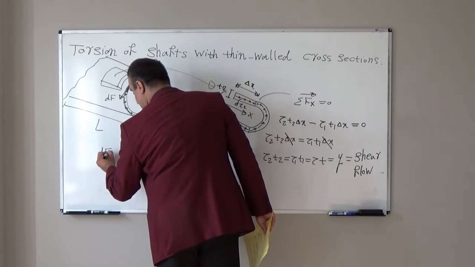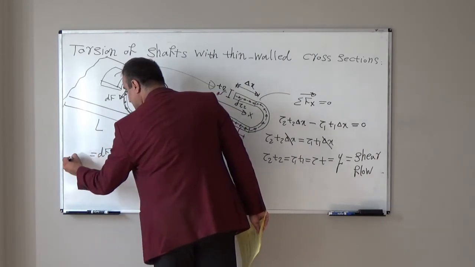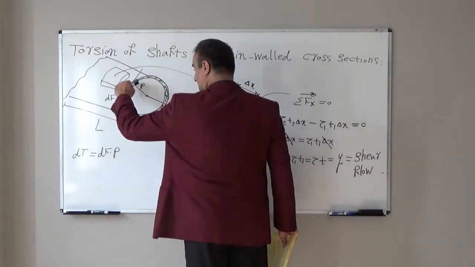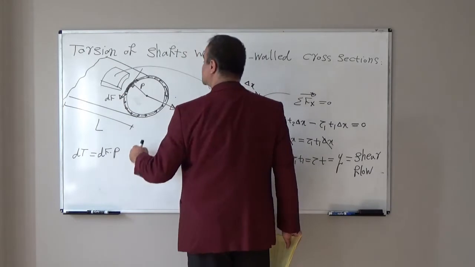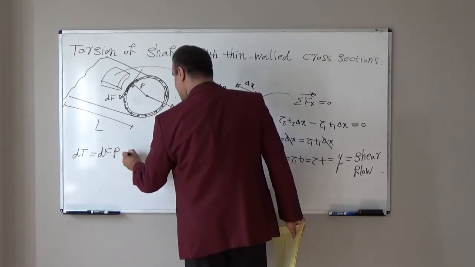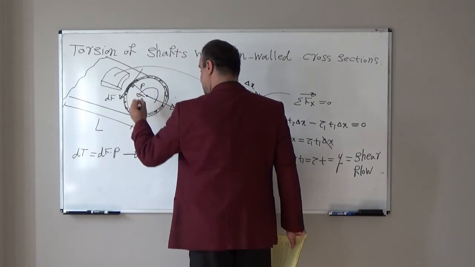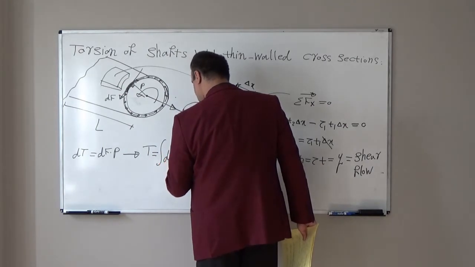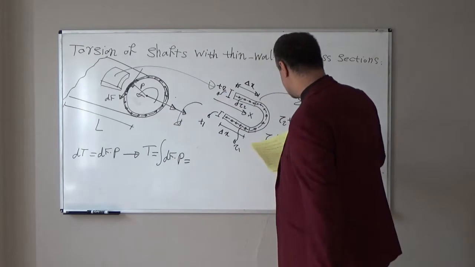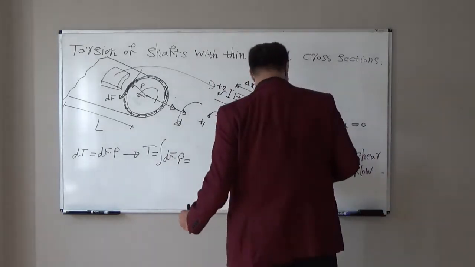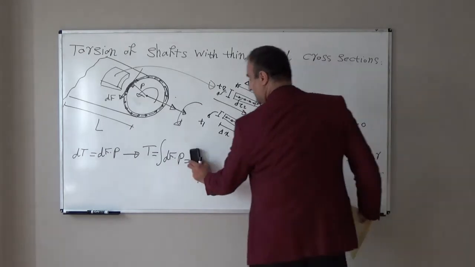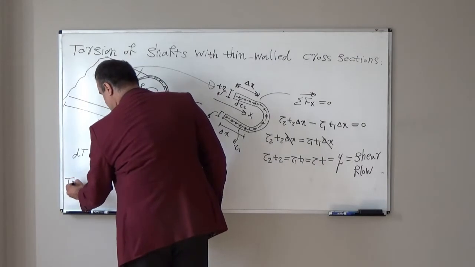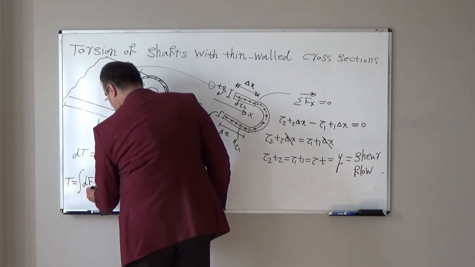dF times p will produce dT, part of our torque. If I make a summation of all these dF times p over the entire cross section, that will be the entire torque I am applying here. So T will be the integration of dF times p. From here, see what we can write. T is equal to the integration of dF times p.